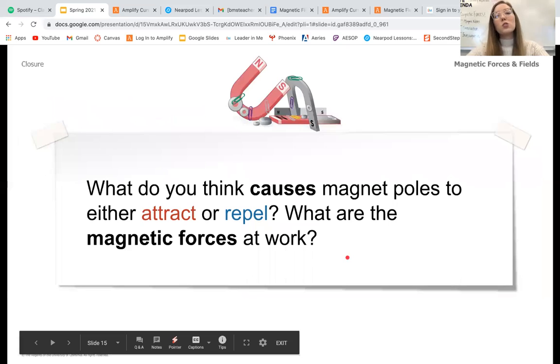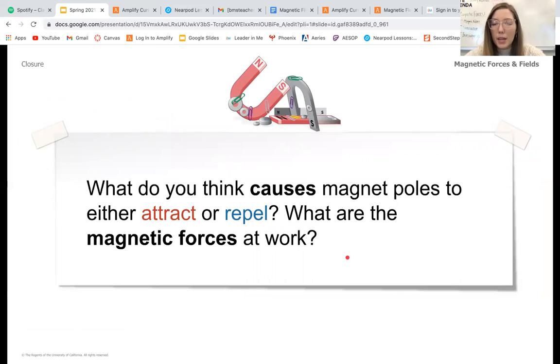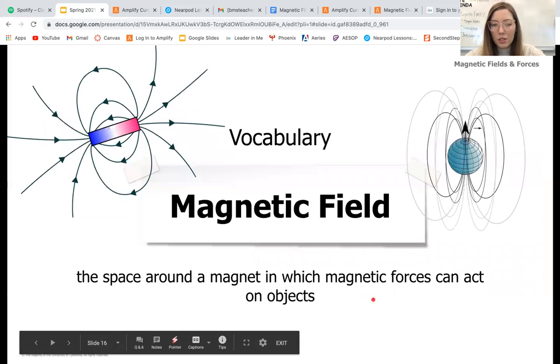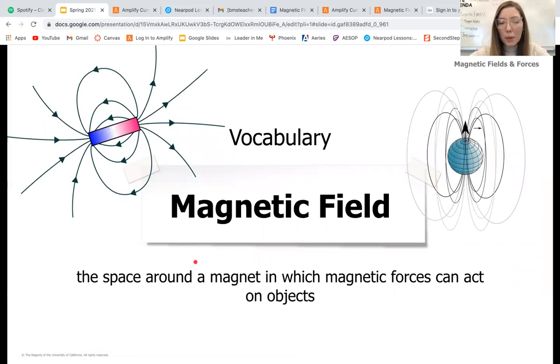And so now the question is, what do you think causes these magnetic poles to either attract or repel? That's what we're going to talk about next. So that brings us to our next vocabulary word, magnetic field. That's the space around a magnet in which magnetic forces can act on objects. If an object is within that field of force, then the magnet can act on it. So that's why if you have a paper clip and a magnet, you have to get the magnet a certain distance away from the paper clip in order for it to act on it or pick it up. So, magnetic field.